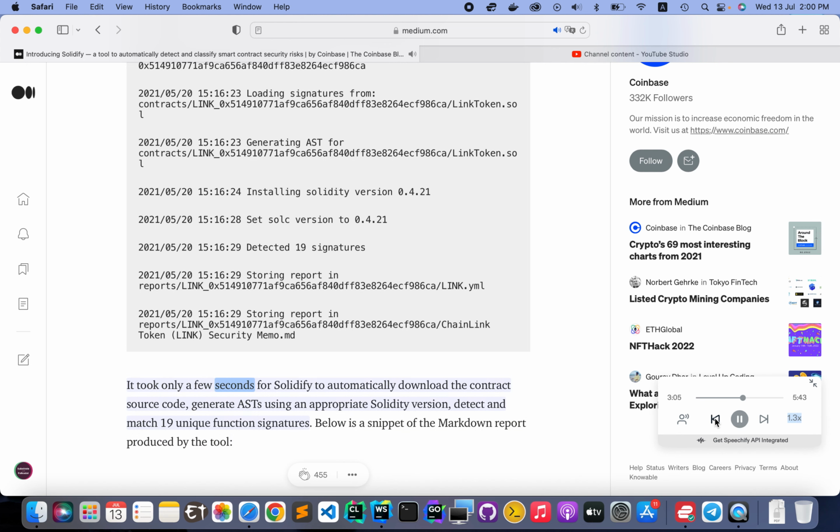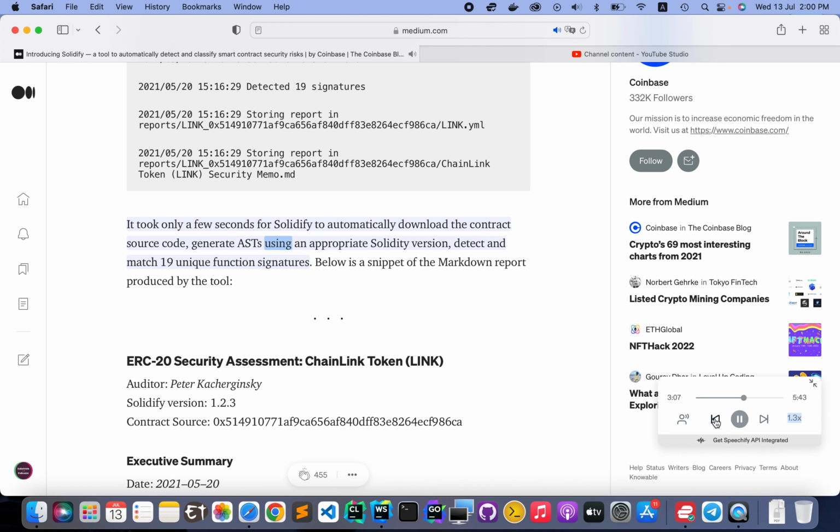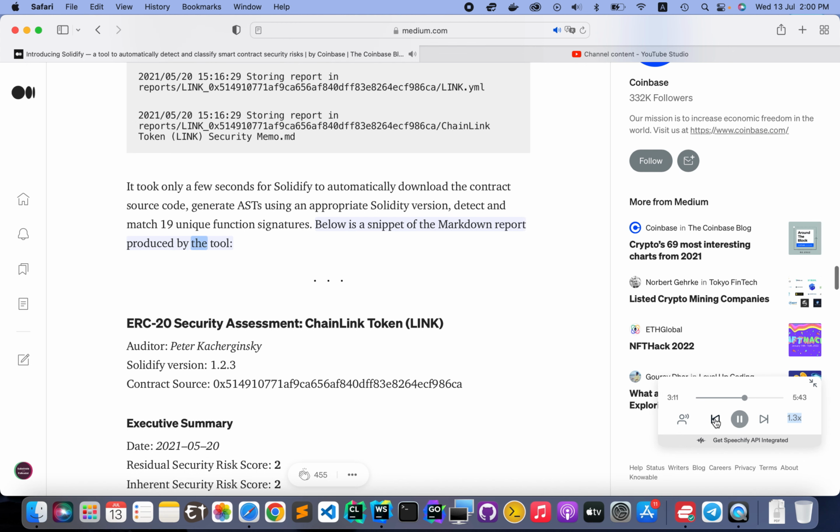It took only a few seconds for Solidify to automatically download the contract source code, generate ASTs using an appropriate Solidity version, and detect and match 19 unique function signatures. Below is a snippet of the Markdown report produced by the tool.